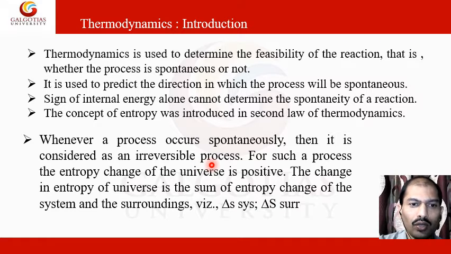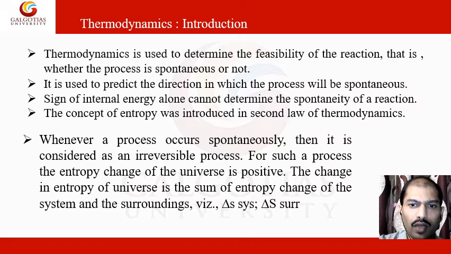In your earlier classes you had an idea about what reversible and irreversible processes are. For such a process the entropy change of the universe is positive. The change in entropy of the universe is the sum of the entropy change of the system and the surroundings, represented as delta S system and delta S surrounding. So the overall entropy depends upon that.